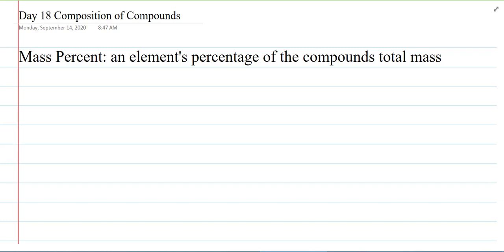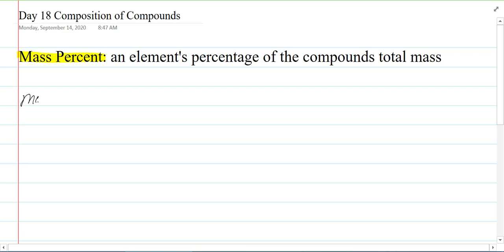We're talking about the composition of compounds and we'll do some examples. Day 18 and day 19 really go together, but day 18 first: mass percent. The first thing we're talking about is mass percent, and as you can see, it's an element's percentage of the compound's total mass.